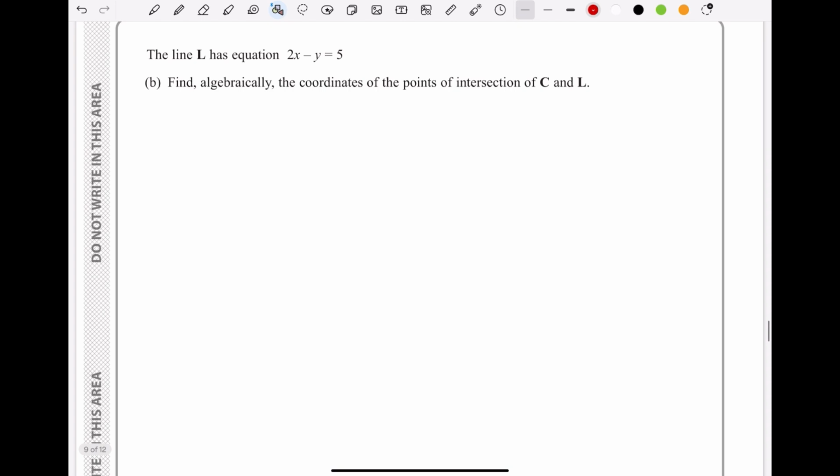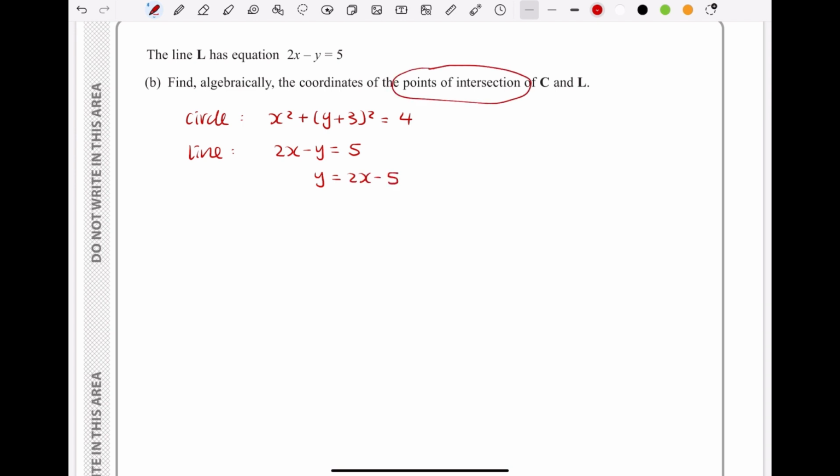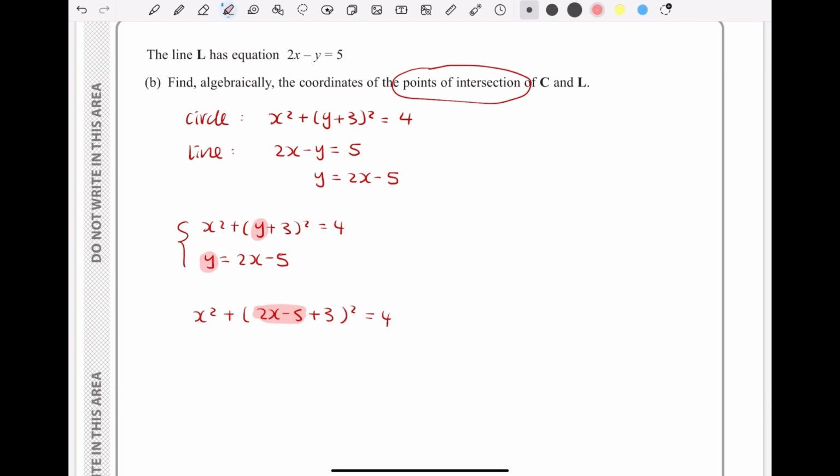question, we are told that the line L has equation 2x - y = 5. And what we need to do is to find the coordinates of the points of intersection of C and L. The equation of the circle is x² + (y + 3)² = 4. The line is y = 2x - 5. We want to find the points of intersection. That means we need to solve this simultaneous equation. Now we know y is 2x - 5. What we can do is to substitute the second equation back into the first equation.